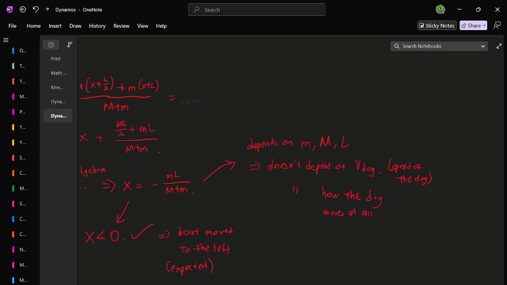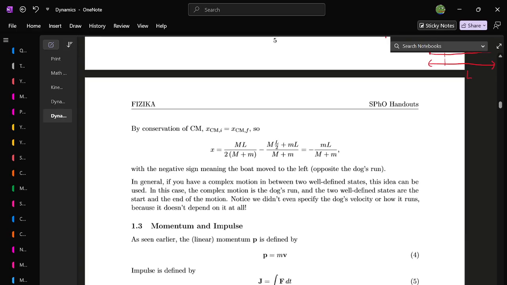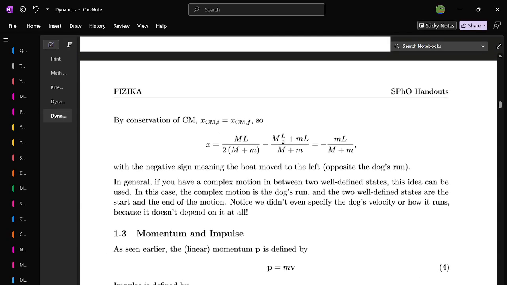So whether the motion of the dog is uniform, non-uniform, whether he moves anyhow, we don't know. And in fact, we don't care because that is the beauty of conserving the CM. So in general, if you have a complex motion that's between two well-defined states, this idea can be used.